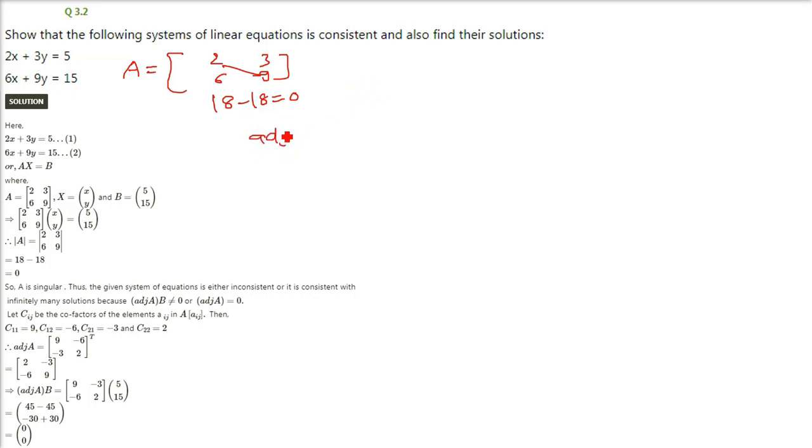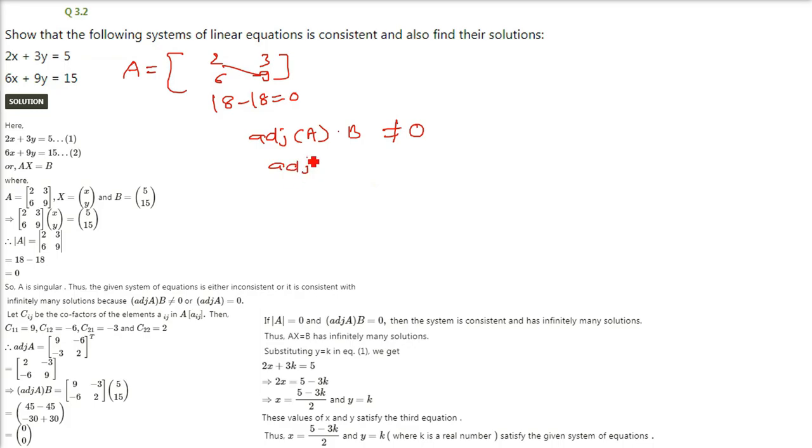Now we'll find the adjoint of A multiplied by B. If this also comes to 0, then we'll do the same thing we have done earlier. When adjoint of A into B is not 0, that is a different scenario.